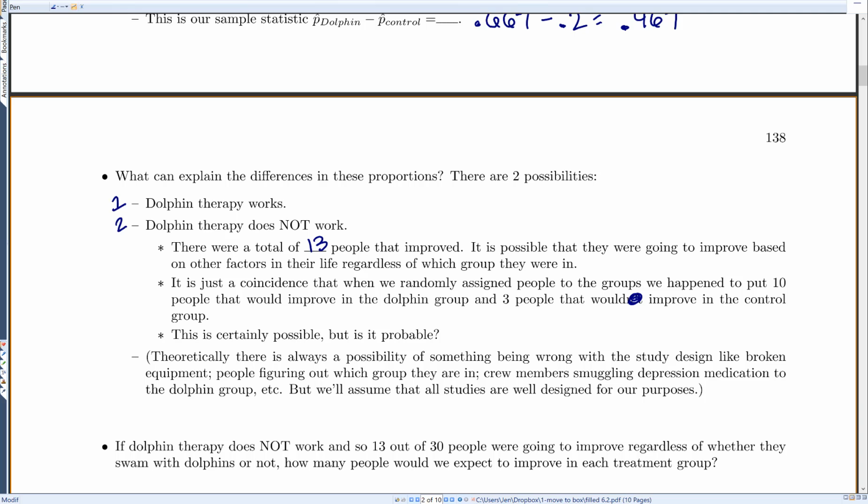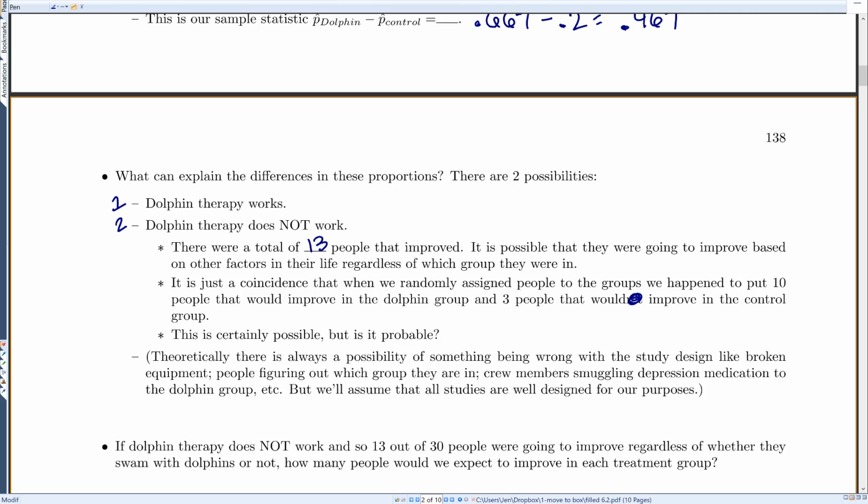Now, in our textbook, it'll say there's only 2 possibilities, and on the homework, it'll say there's only 2 possibilities. Theoretically, there's always a possibility of something being wrong in the study design, like broken equipment. Remember that Buzz and Doris one where they had broken equipment, so it didn't seem to work? Or maybe people figure out which group they're in, so they think they're getting a better treatment, so the placebo effect comes into play. Or maybe crew members are smuggling depression medication in the dolphin group. Who knows what it is? There are oftentimes in studies that something is breaking the study.